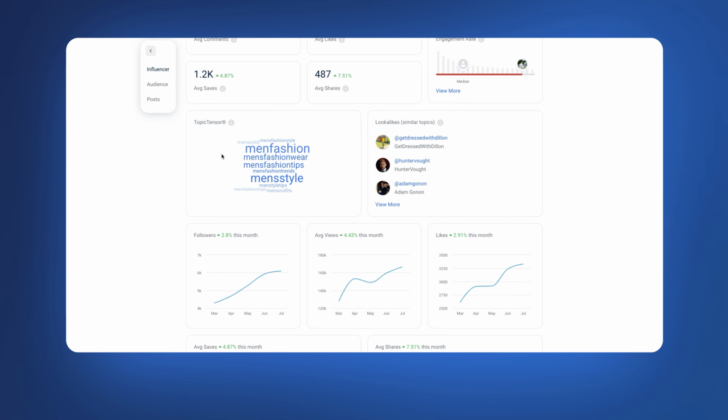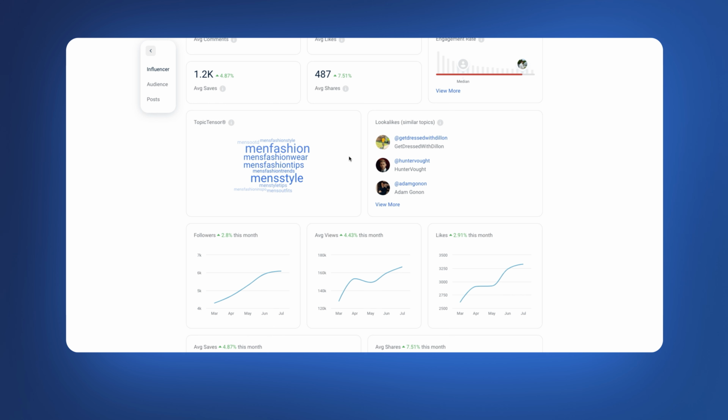Then when you go down to the topic sensor, this is just going to be a list of keywords that summarizes what he talks about. So it's all men's fashion wear, men's fashion tips. This is good. These aren't just one-off posts where he's showing a leather jacket fit. This is what he does, right? And this is what we want as All Saints. This is what we want as the brand. We want someone that lives like our audience, speaks like our audience, has the same interests as our audience. And you can see from this topic sensor that that's the case.